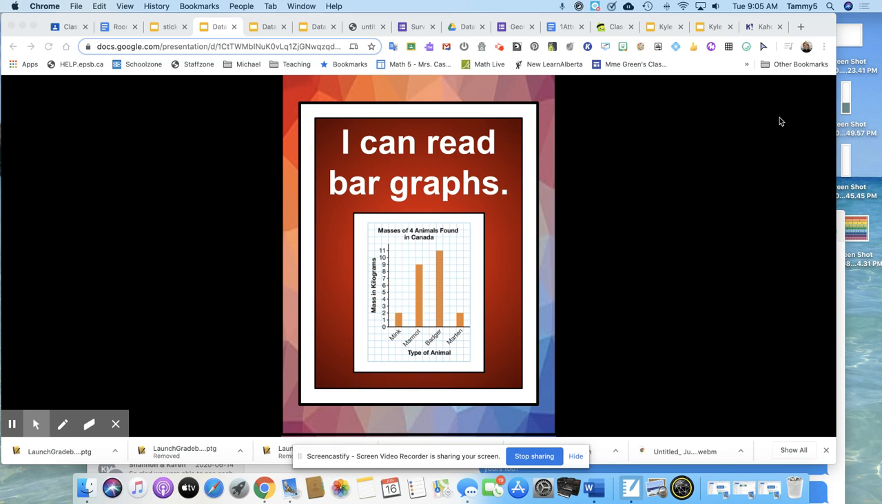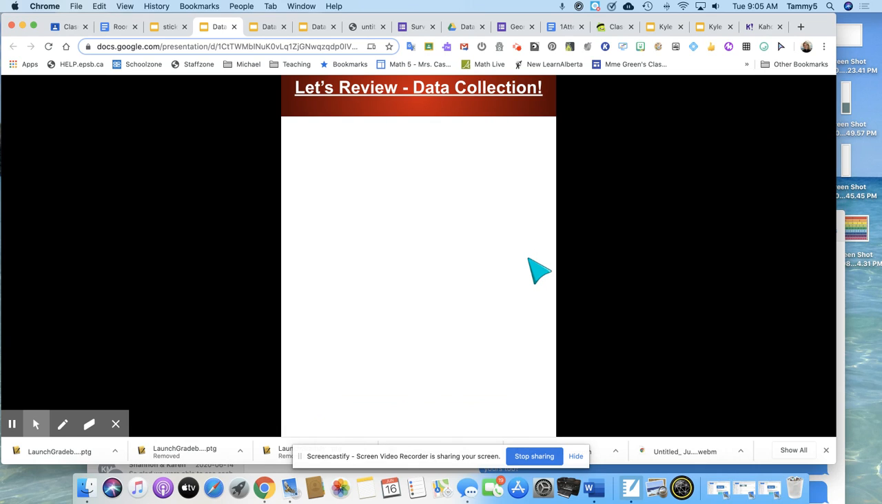Hi, grade threes. Today we're going to learn what a bar graph is and how to read the bar graph. Let's quickly review what we learned yesterday about collecting data.